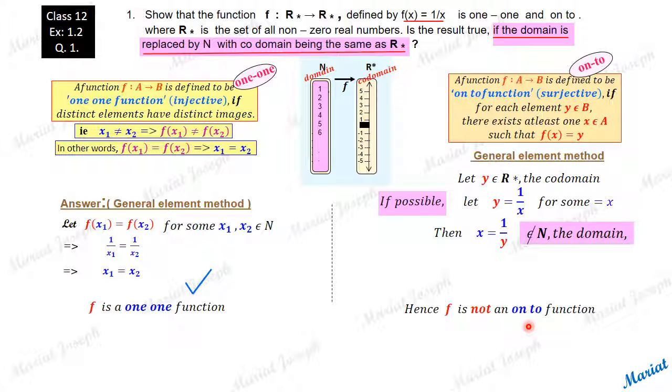The reason we can highlight just by giving a counterexample also. Take y equal to 5. Then if 5 is equal to 1 upon x, x must be 1 by 5. 1 upon 5 cannot belong to the set of natural numbers. So this definition is violated. Hence this function is not onto once you change the domain into the set of natural numbers.